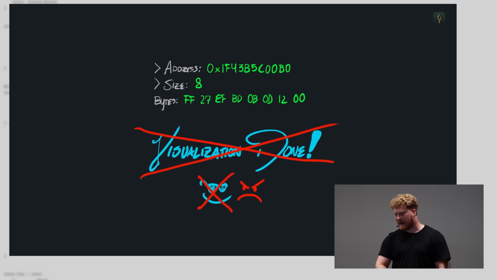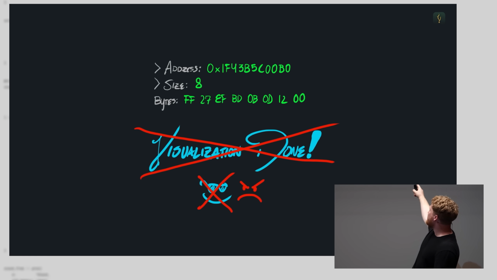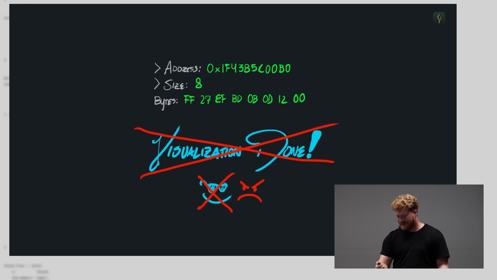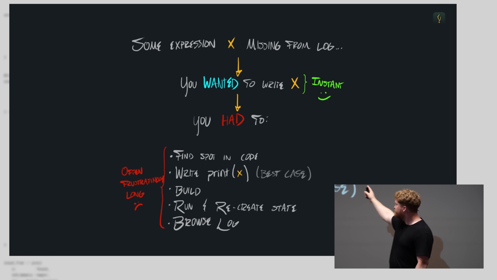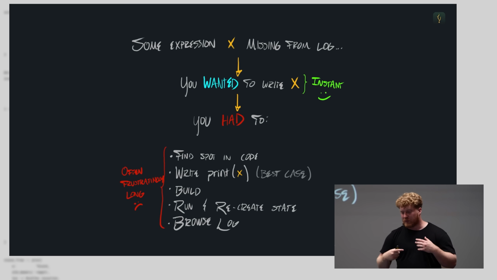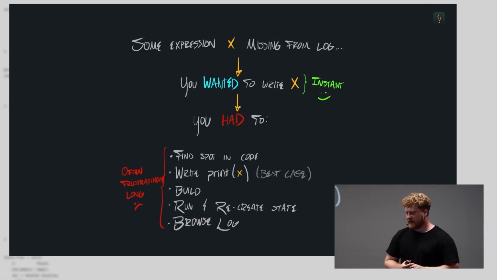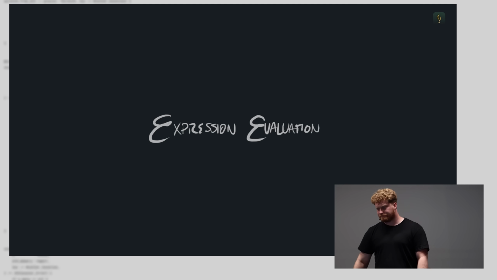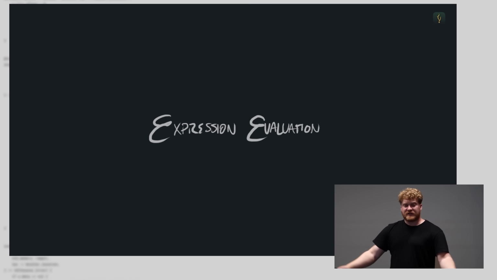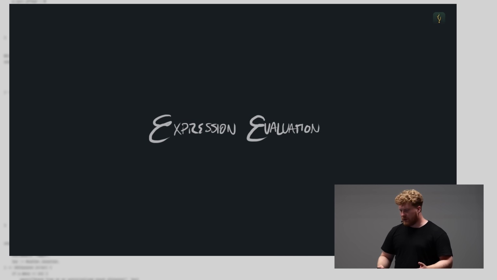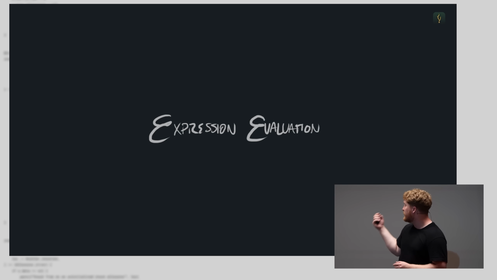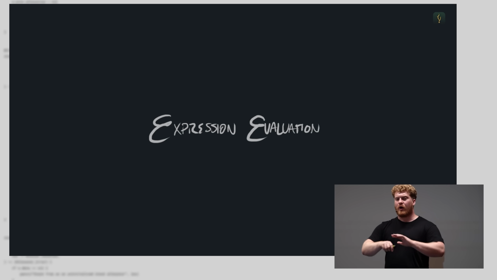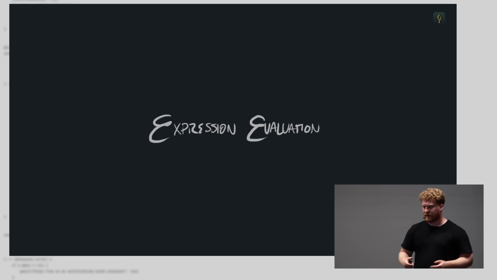Obviously not. As the user, you don't want to ask about an address like 0x1F43B5C00B0. You want to ask about X. And ideally, the system which allows you to ask about X is flexible enough such that X is a large set of expressions. It could be many things you could ask about your program. Debuggers know how to evaluate something like X through an expression evaluation system. And this is where all the visualization stuff starts piecing together. So let's dig into that.